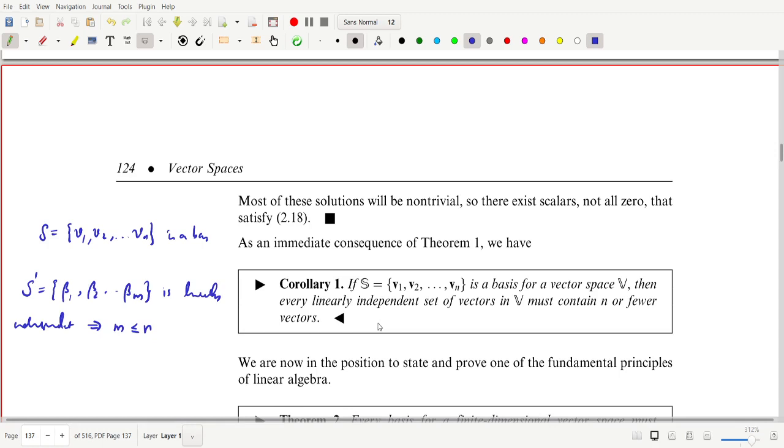We know that this is because in theorem 1, if m is greater than n, it implies the set S prime is linearly dependent. This is what we have proved in the first theorem. So this is nothing but the contrapositive of that. If m is greater than n, S prime is linearly dependent. The contrapositive is: if S prime is not linearly dependent, that means linearly independent, then this never happens. The negation happens, that is, m is always less than or equal to n. That is what we have seen in corollary 1.